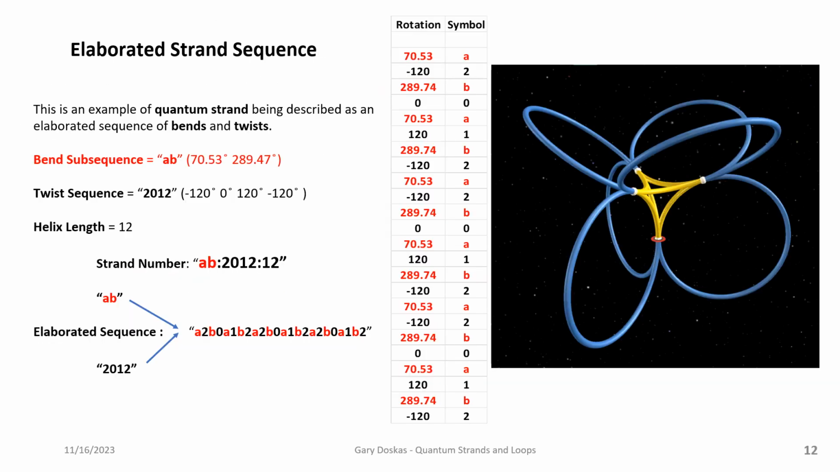Elaborated strand sequence. This is an example of a quantum strand being described as an elaborated sequence of bends and twists. The bend subsequence in this example is AB. The twist sequence is 2012 with a length of 12. That gives you the following strand number. This can be elaborated into a series of characters, where the red characters represent the bends and the black characters represent the twists, and can be elaborated fully as seen in this example here.